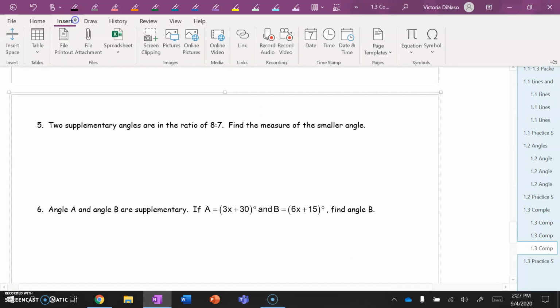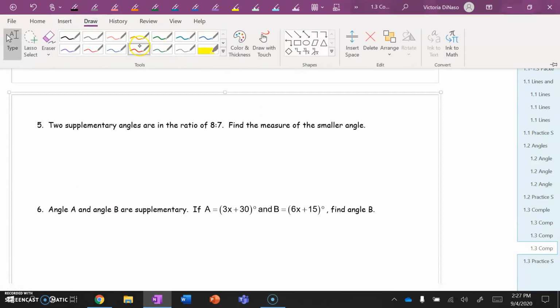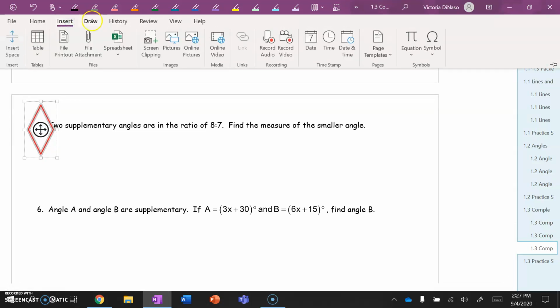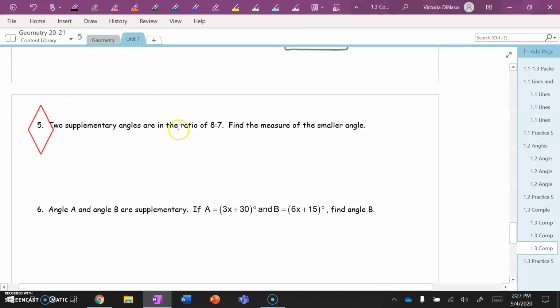On this next page, I'm going to put a diamond around number 5. This number 5 is a really important problem. If you notice, we have the word ratio. We have two supplementary angles now that are in a ratio of 8 to 7. Anytime that we see that word ratio, we're going to put an x. So we have 8x plus 7x equals 180.